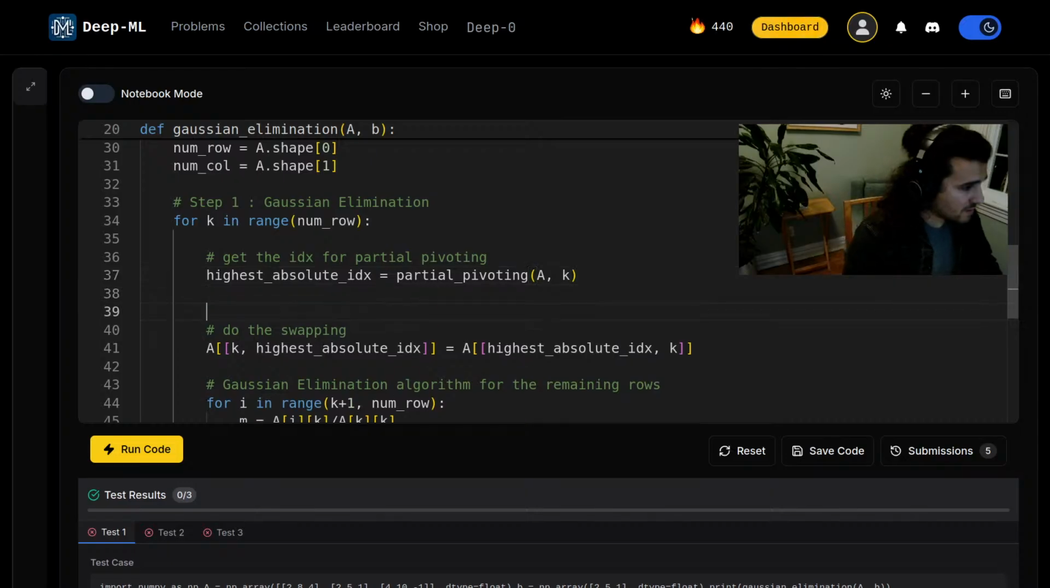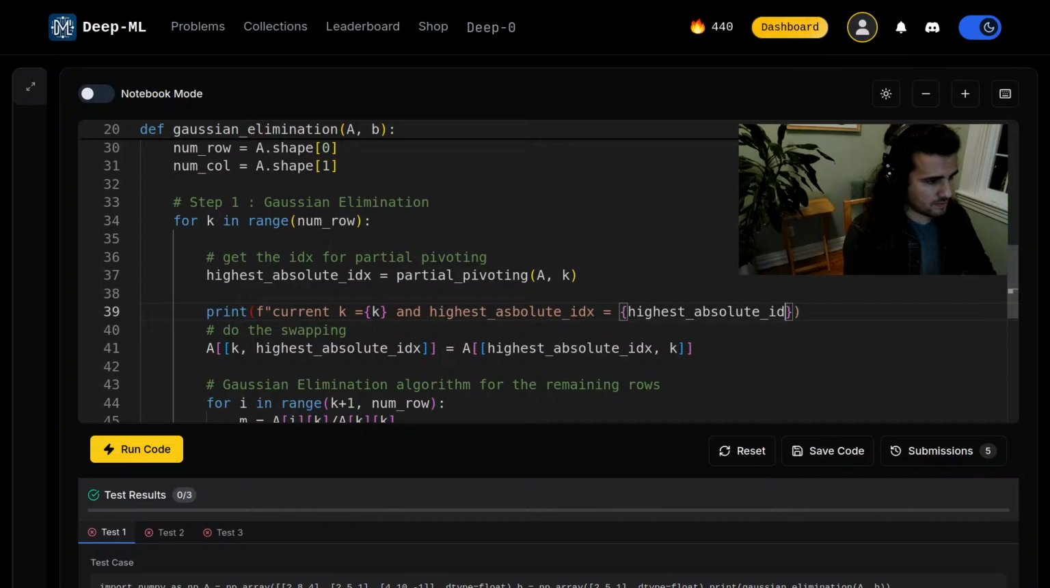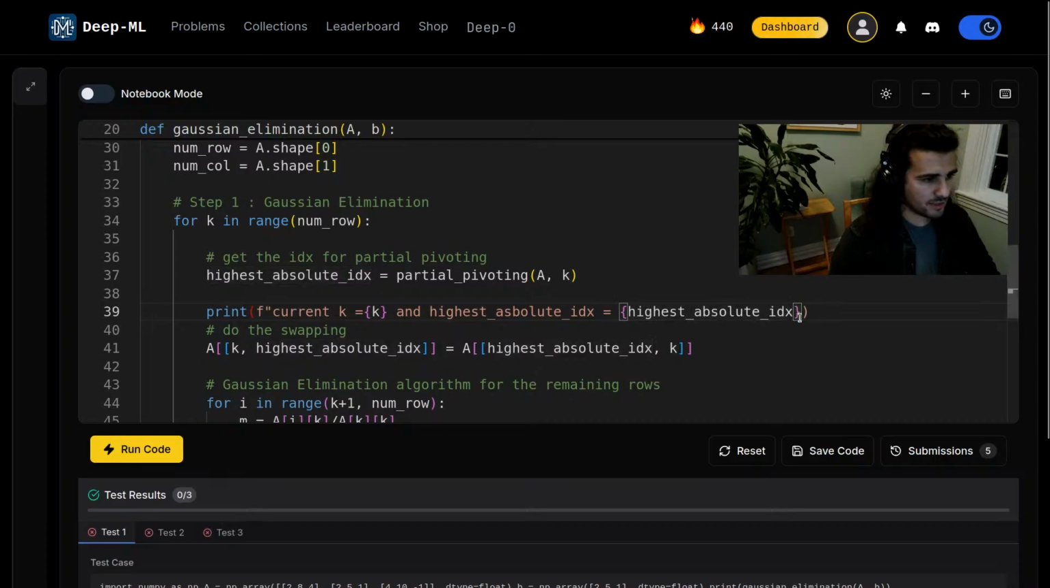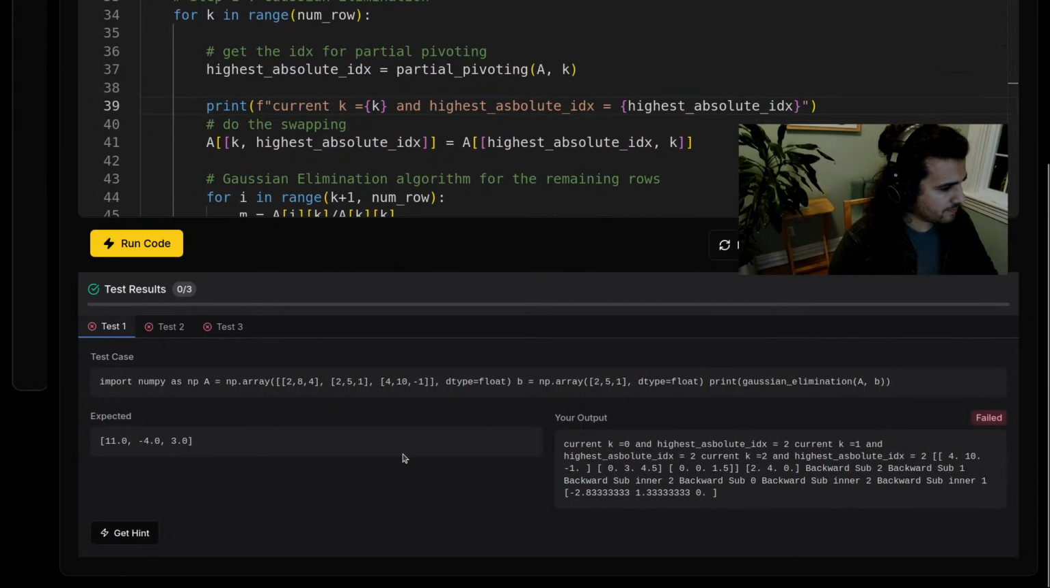Alright, guys, we're gonna have to print stuff here. Highest absolute idx. Print. Okay. Really, I have to improve my debugging game. Right now I'm not that sharp.